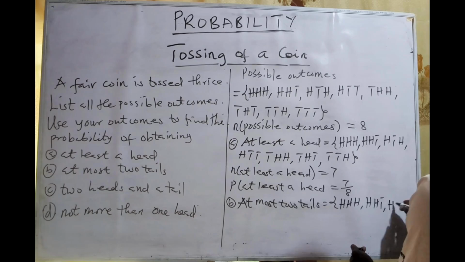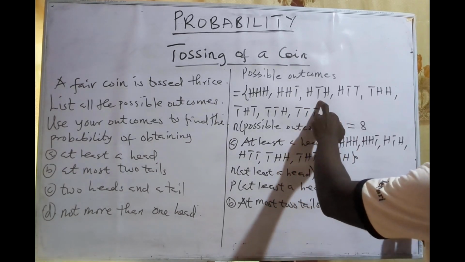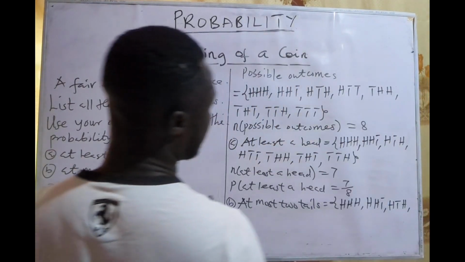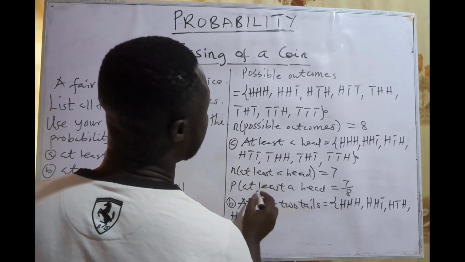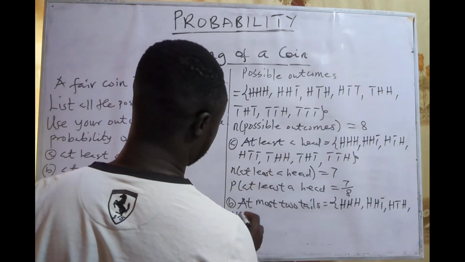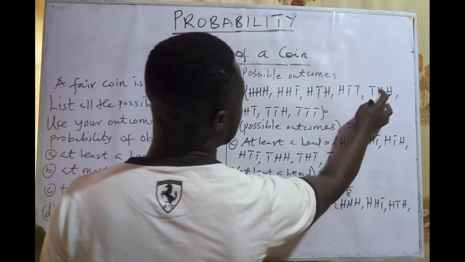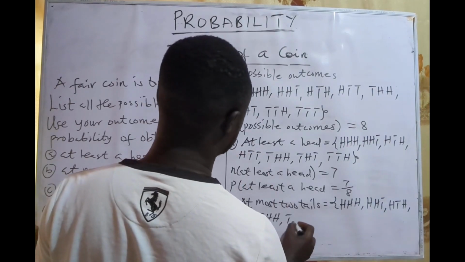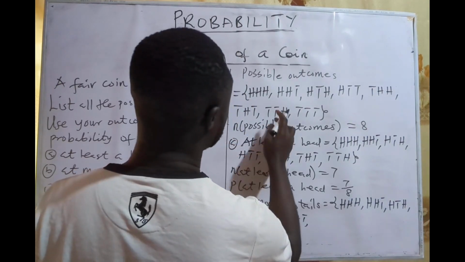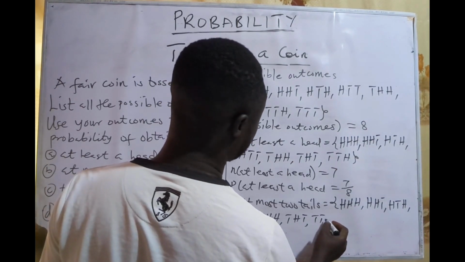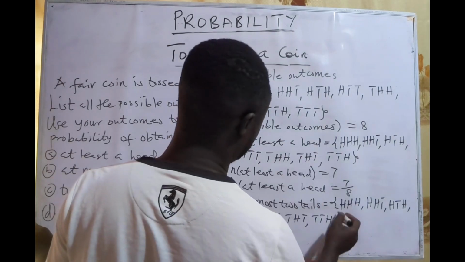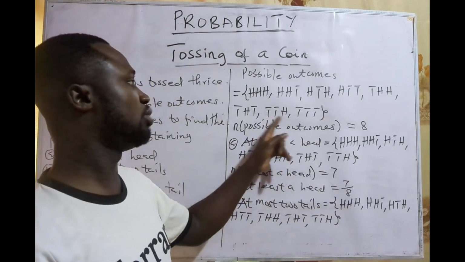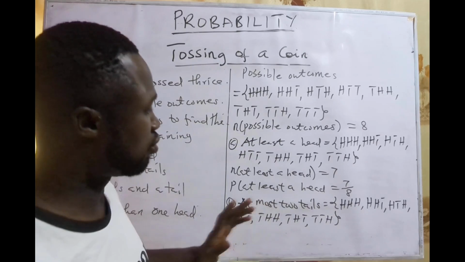Head, tail, head. There is 1 tail here. Head, tail, tail. There are 2 tails here, so it still qualifies. Tail, head, head. There is a tail here. Tail, head, tail. There are 2 tails. Tail, tail, tail. No, because of at most, at the maximum, it should be 2 tails, and 3 tails is not part. So either 2 tails or less.